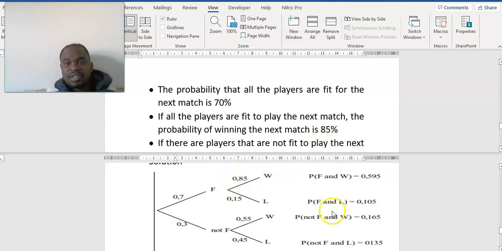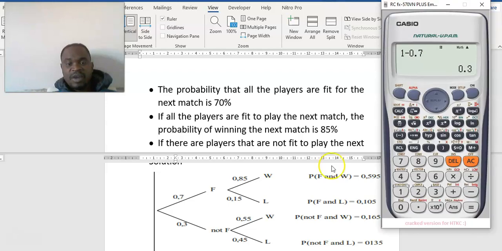0.85, which is 85%. How do you get it? 85 divided by 100, which is 0.85. Okay, so if the players are fit, what's the probability that they will lose the next match? How do you do it? It's 1 minus 0.85, which is 0.15. It gives us this value.